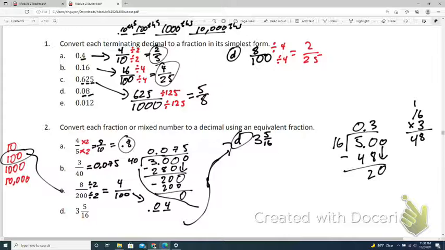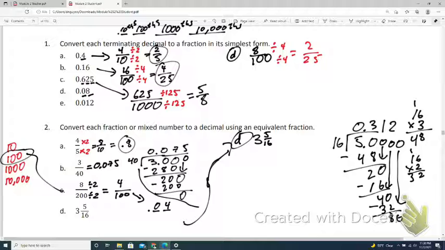16 can only go into 20 once, because if you do 16 times 2, you'll go over 20, right? So you do 16 times 1 is 16. Subtract it, you get 4. Bring down another 0. Right here, how many times can 16 go into 40? Look at what I did over here. 16 times 3 is 48, right? That's too big. So you have to use 16 times 2. 16 times 2 is 32. Subtract, you get 8. I get another 0, and this takes a long time.